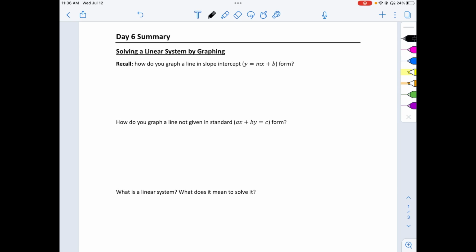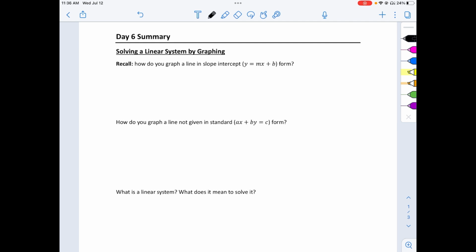Today we are going to look at how to solve a linear system. So first we are going to take a look at how to do that by graphing. So you may recall from grade 9, or if you watched my previous video on how to graph a line from slope-intercept form, then you should know how to graph a line.